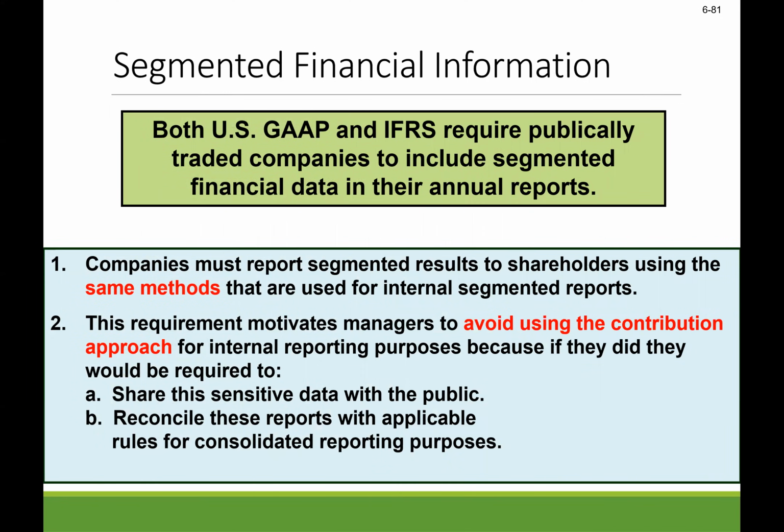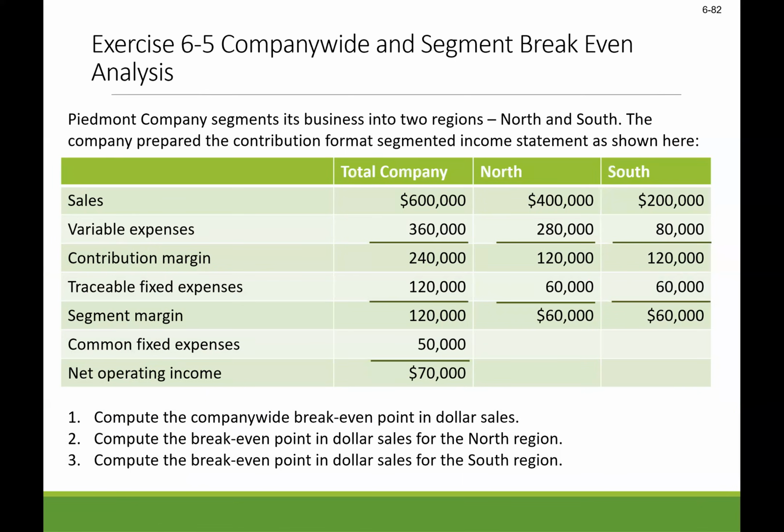GAAP and IFRS require publicly traded companies to include segmented financial data in their annual reports. Companies must report segmented results to shareholders using the same methods that are used for internal segmented reports. This requirement motivates managers to not use the contribution approach because they don't want to share this information with the public.